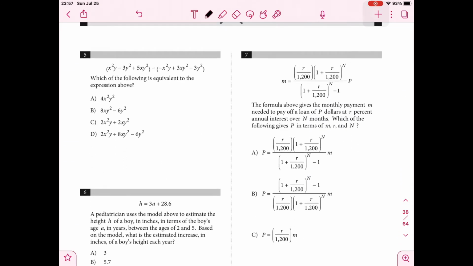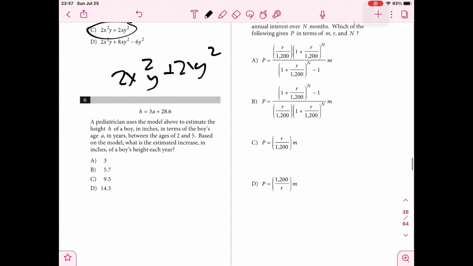Which of the following is equivalent to the expression above? Alright, x squared y. Is there any other x squared y terms? Yep, that's a plus x squared y, so it's 2x squared y. Then that's a minus 3y squared. Is there any plus 3y squared? Those cancel. 5xy squared. Is there an xy squared? Minus, so that's a 2xy squared. And oh yeah, that deals with everything, so it's C.